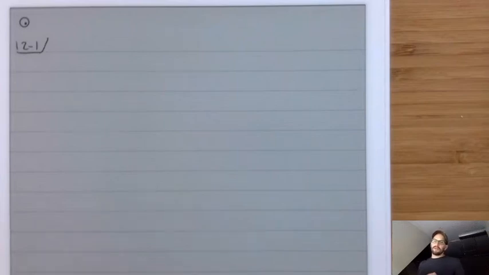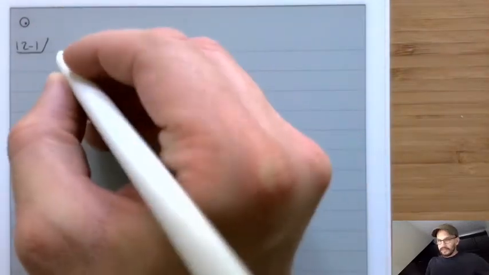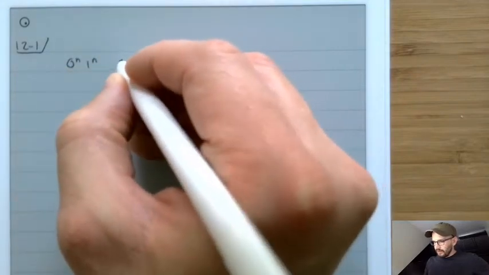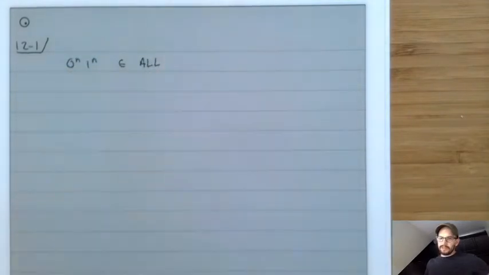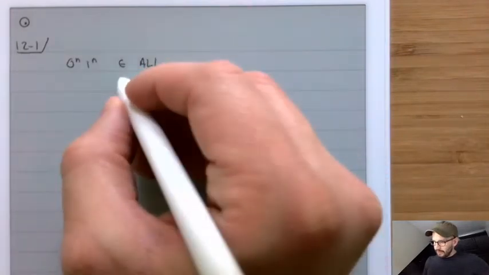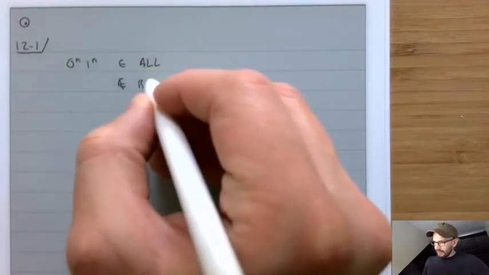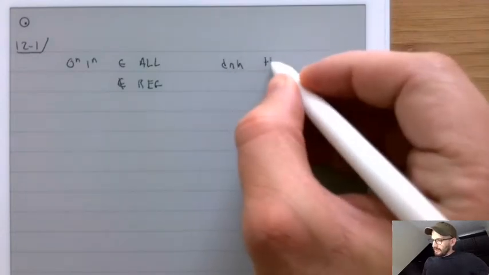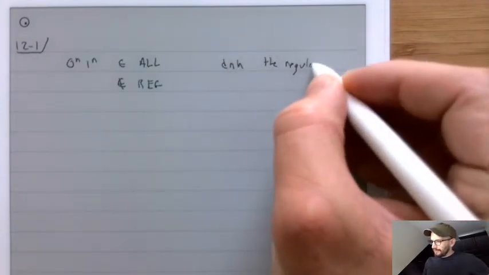Last time we talked about how there are languages that are inside of ALL that are not inside of REG. For instance, we talked about the language 0^n 1^n, which is inside of ALL because it is some subset of strings. However, it is not inside of REG because it does not have the regular pumping property.